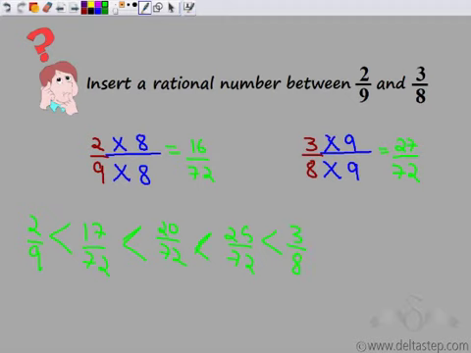So we've seen how we can insert rational numbers between two integers. Not just between two integers, we can insert rational numbers between two rational numbers also. And there are infinite rational numbers between any two numbers.